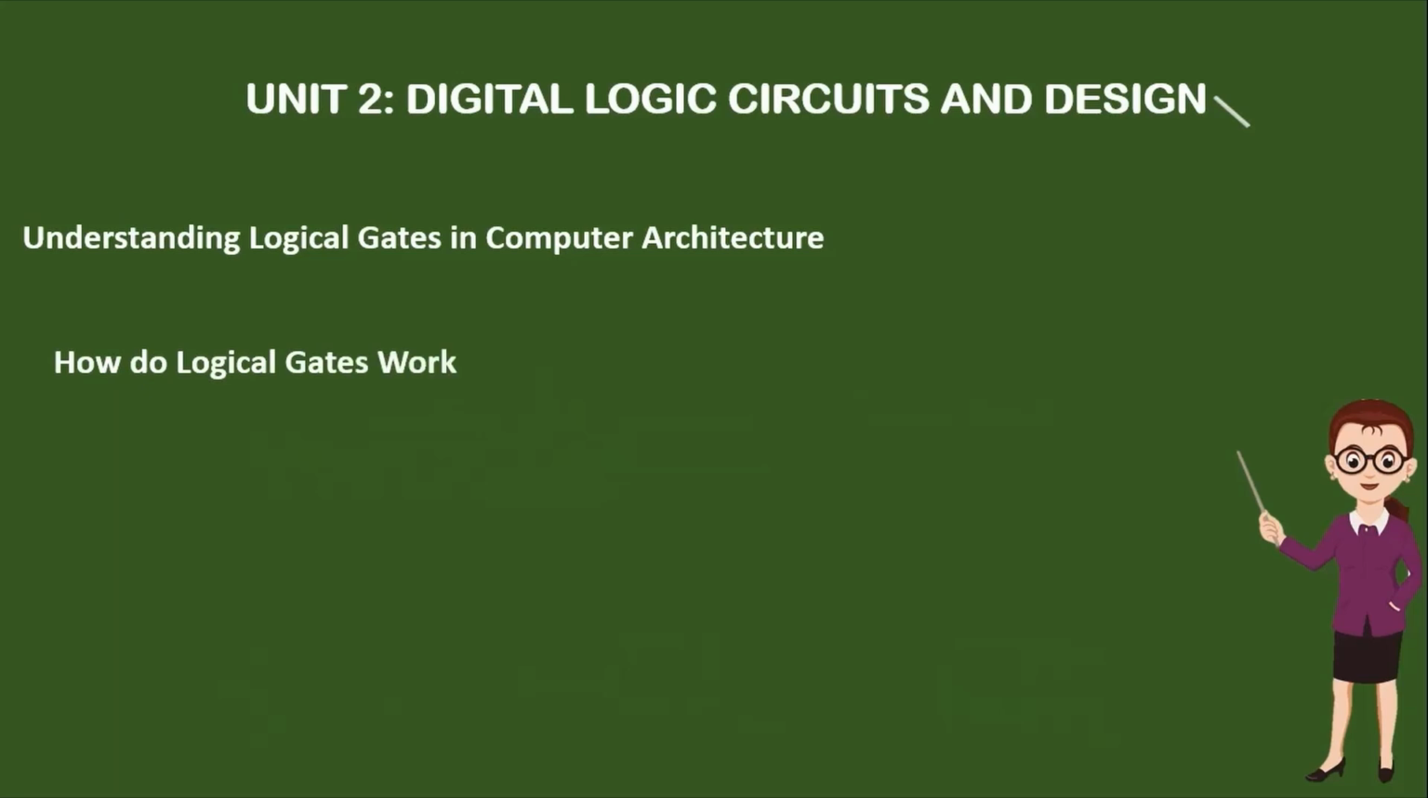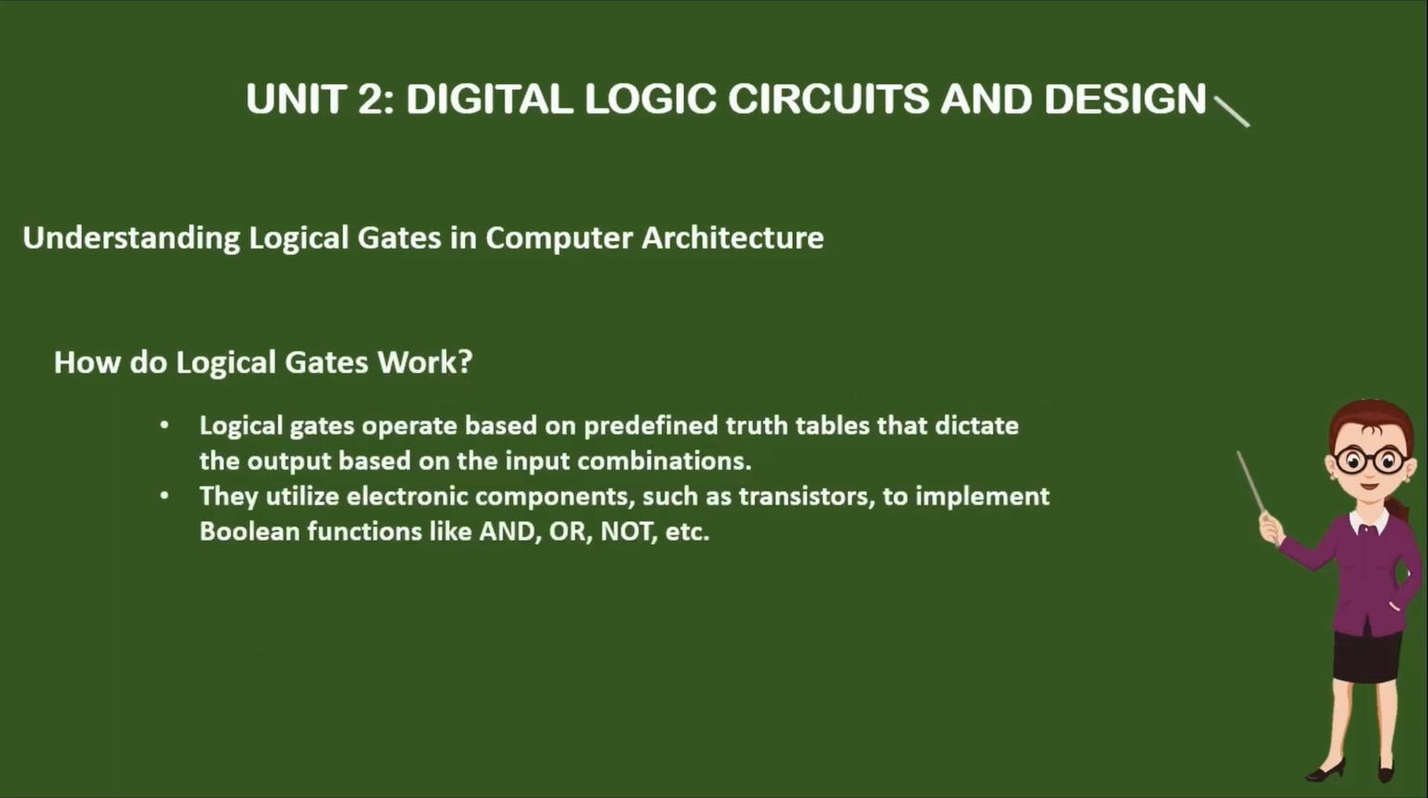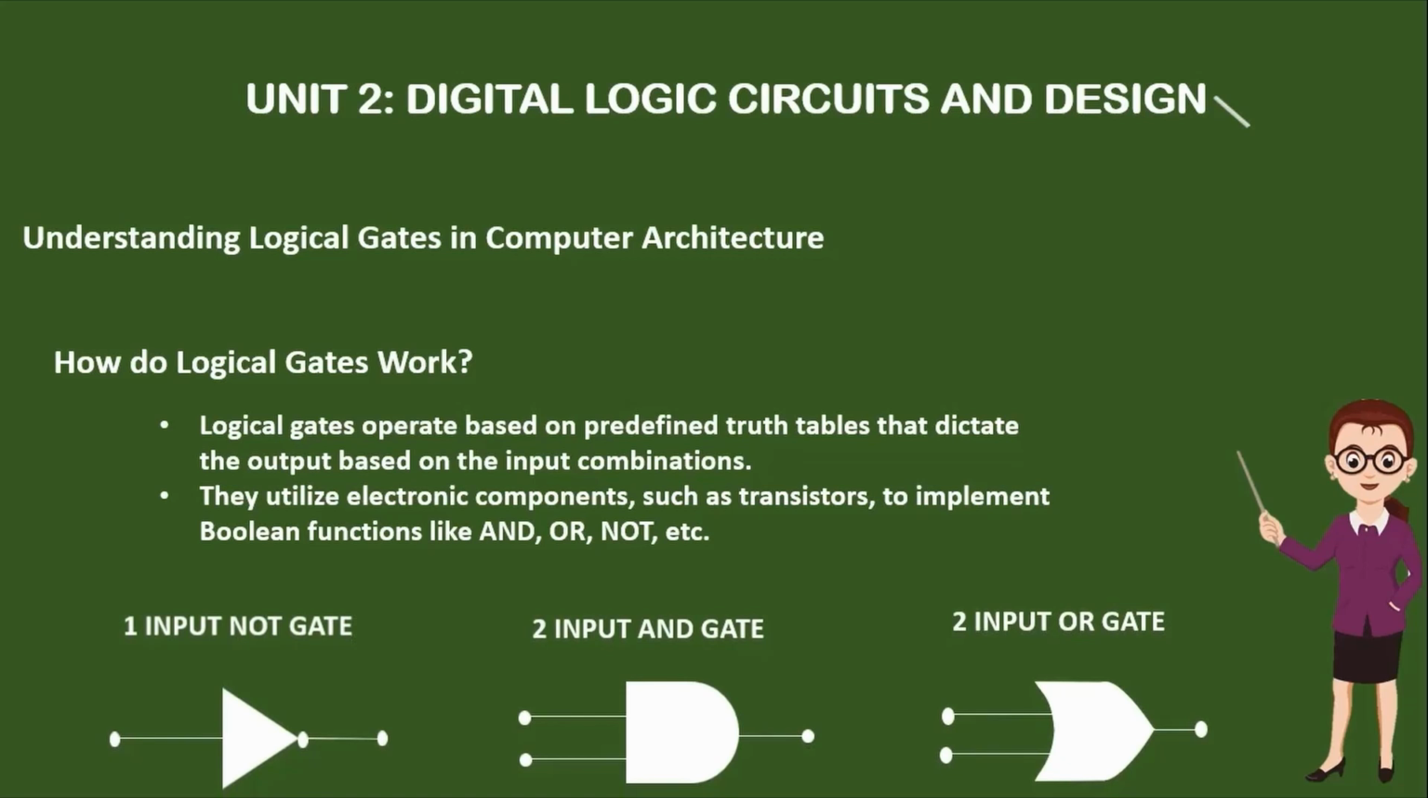How do logic gates work? Logic gates operate based on predefined truth tables. What are truth tables? These are the tables that predict the output using the inputs of a computer system, dictating the output based on the input combination, as I already said. They use the input and produce the output using zeros and ones. They utilize electronic components such as transistors to implement Boolean functions like AND or NOT, etc.